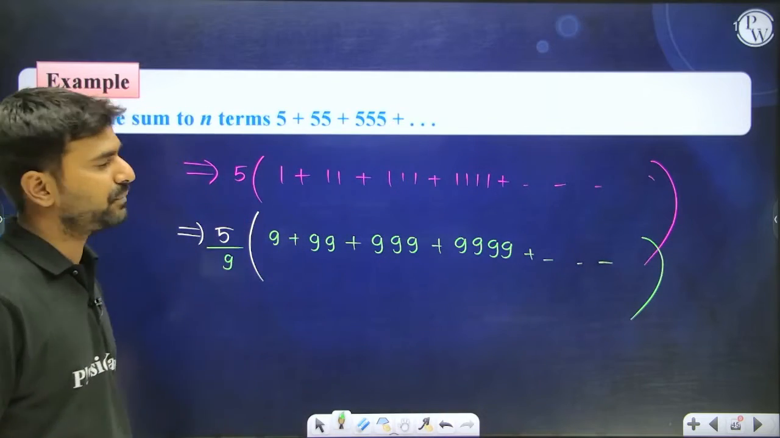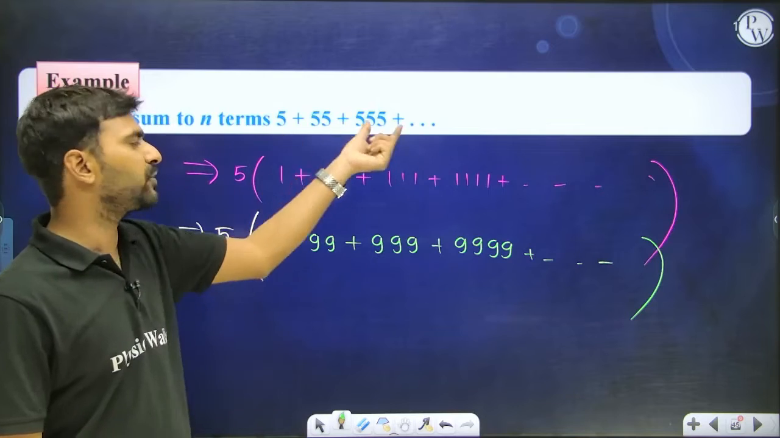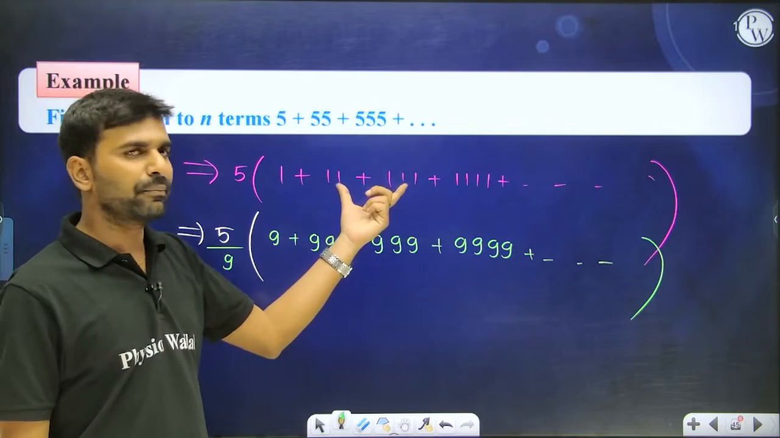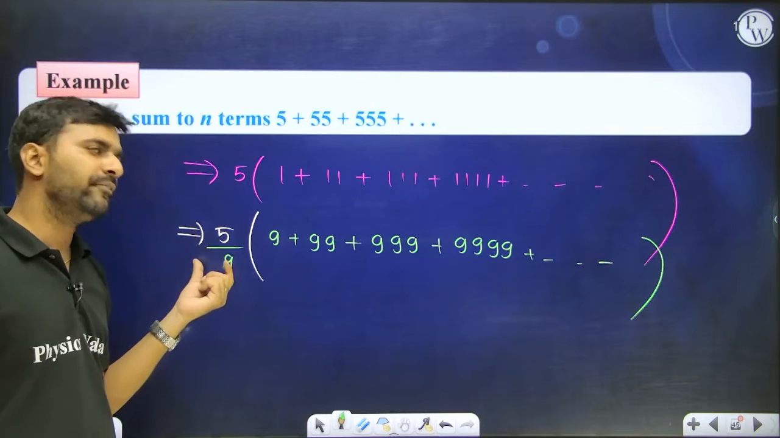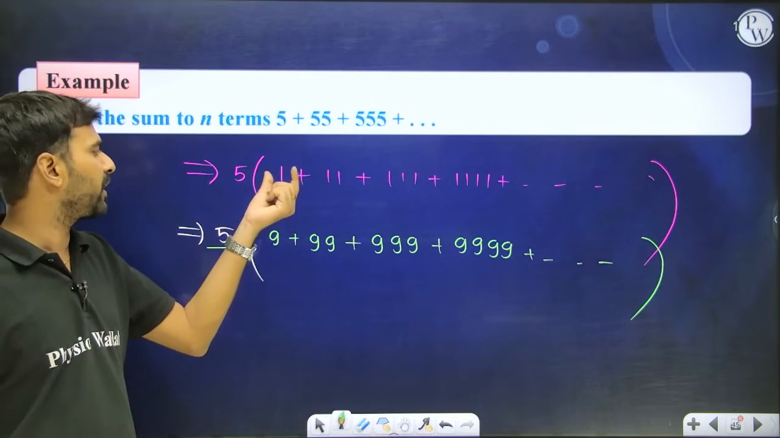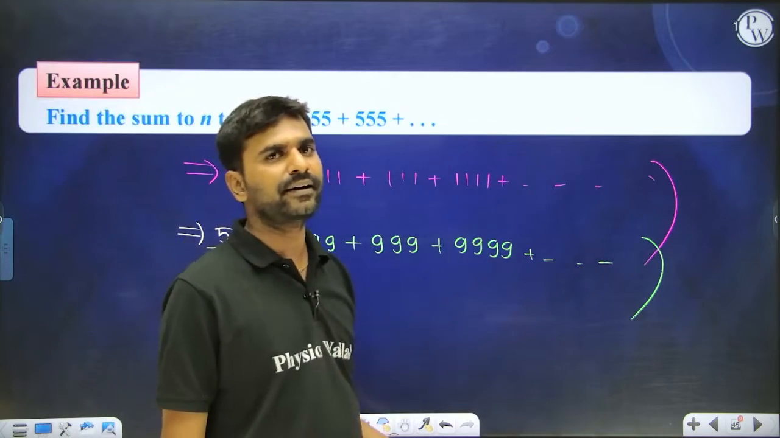Always we are going to do the same thing. Whatever is written over here, just take that value common. Like 5 was written everywhere, so we have taken 5 common. The question will become like this, and then I have to divide as well as multiply by 9. This division 9 we keep outside. The multiplication 9 we take inside. So this will become 9, 99, 999, 9999 and so on.